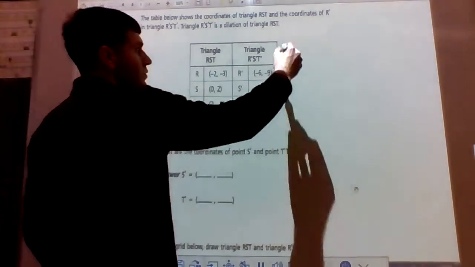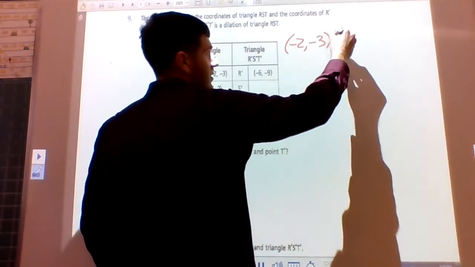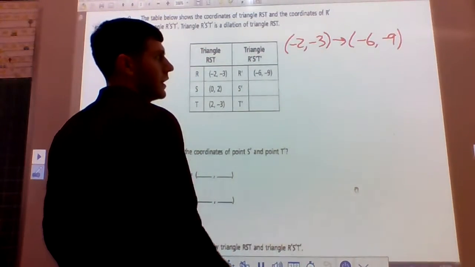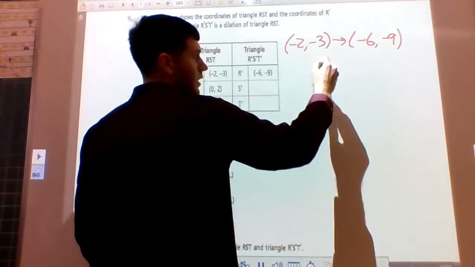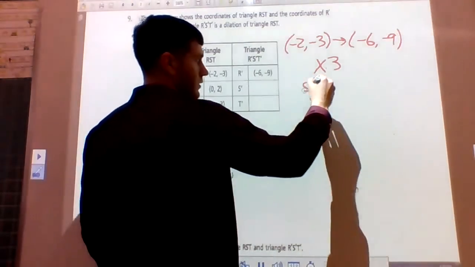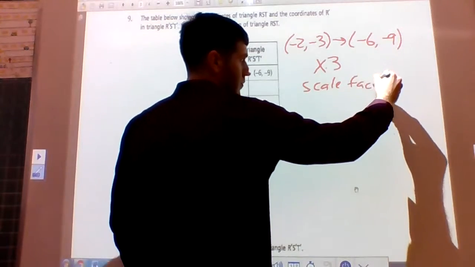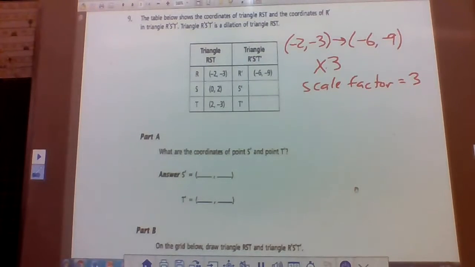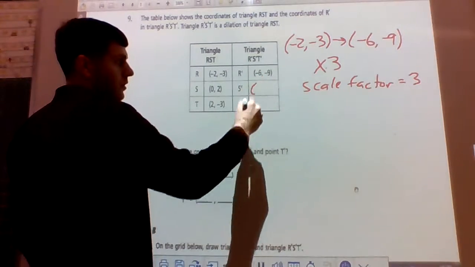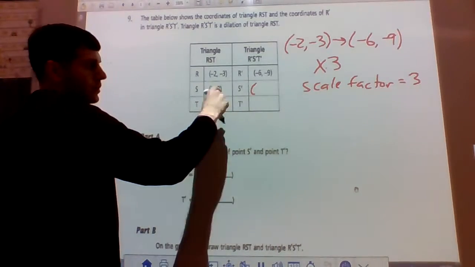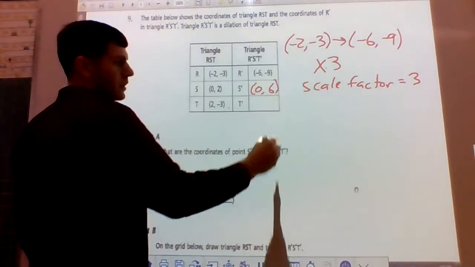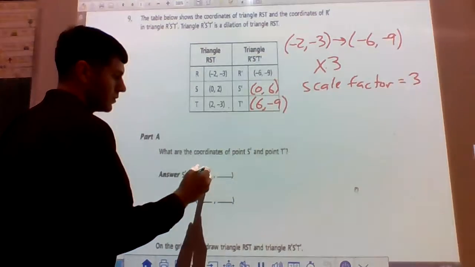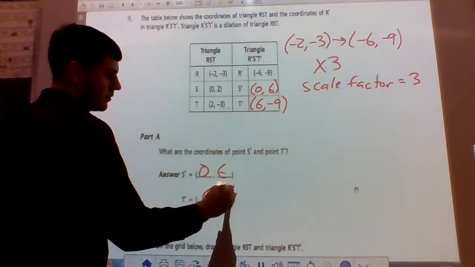Well, we have negative 2, negative 3, going to negative 6, negative 9. How do we go from negative 2 to negative 6? We need to multiply by 3. So our scale factor is 3. So how do you go from 0, 2 to S prime? You're going to multiply by 3. 3 times 0 is 0. 3 times 2 is 6. 3 times negative 3 is negative 9.